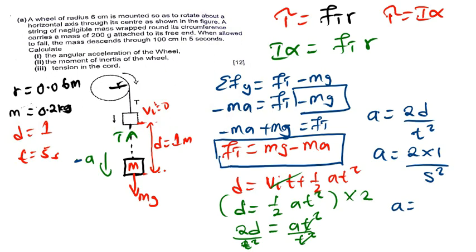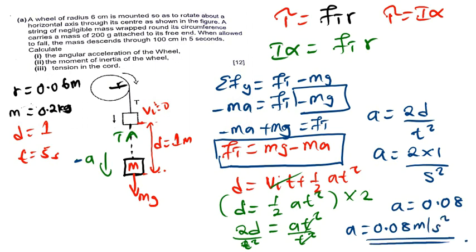So the acceleration is going to be 2 times 1, which is just 2, divided by 5 squared, which is 25. So the acceleration is 0.08 meters per second squared. That is my acceleration. Now I know the acceleration, I can go ahead and find the tension force. At the same time, I can go ahead and find part 1, which is the angular acceleration.